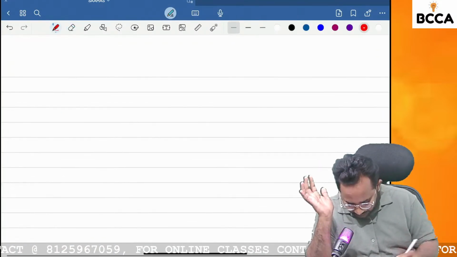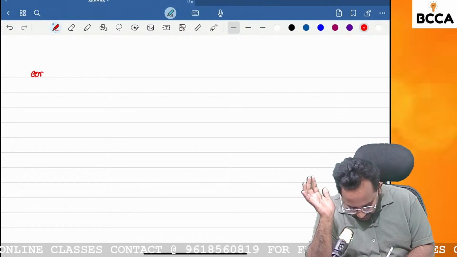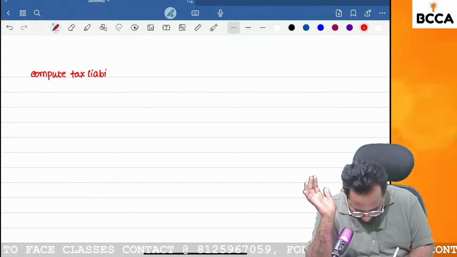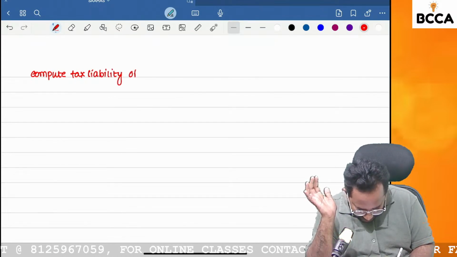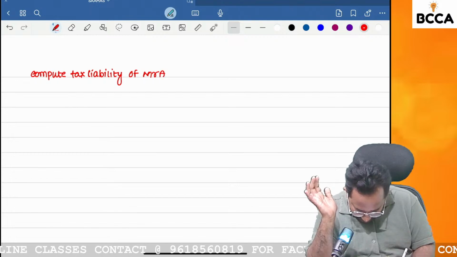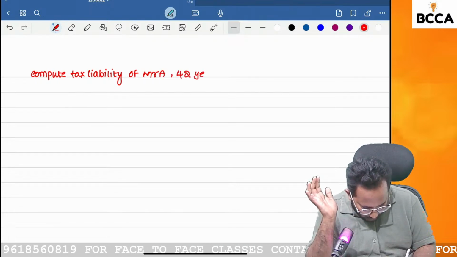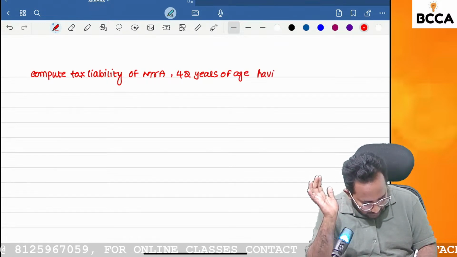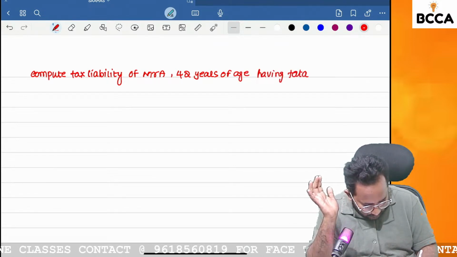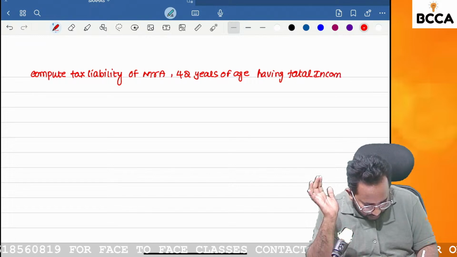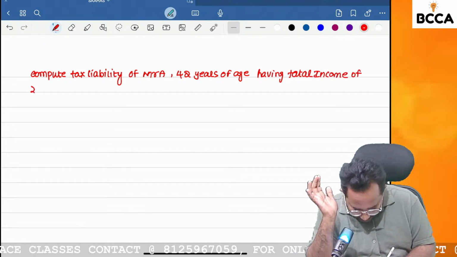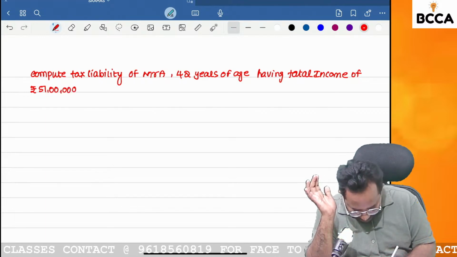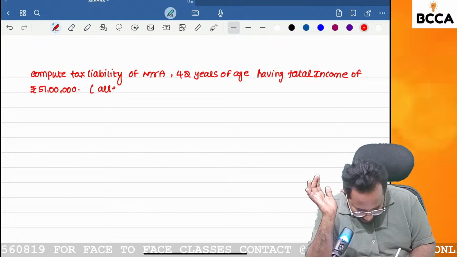Okay. First, how are they giving the question? Compute tax liability of Mr. A. How many years of age, ma? 42 years of age, having total income of rupees 51 lakh. So within the bracket, can you tell me, yes?